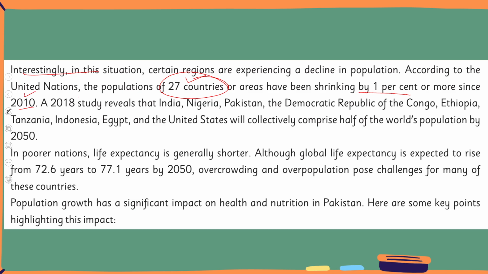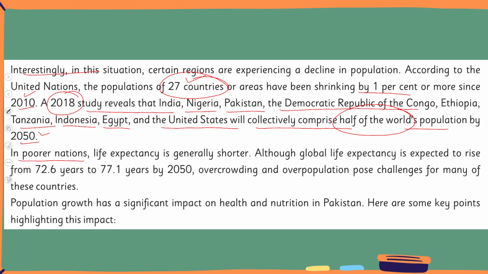A 2018 study reveals that India, Nigeria, Pakistan, the Democratic Republic of the Congo, Ethiopia, Tanzania, Indonesia, Egypt, and the United States will collectively comprise half of the world's population by 2050. So these countries will have half of the population of the whole world, approximately 4 billion. Now, in poor nations, life expectancy is generally shorter.